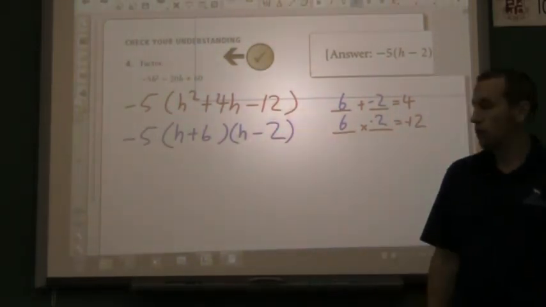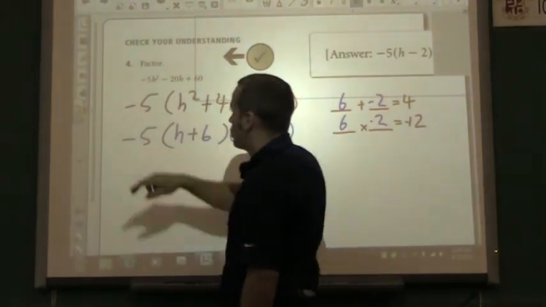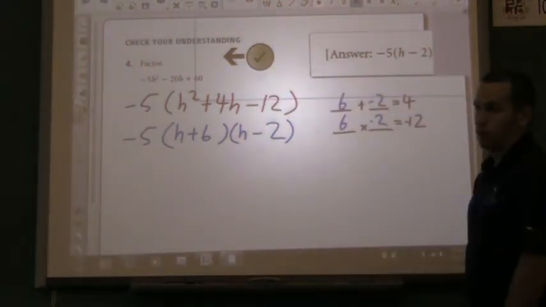And so now you should be able to do the questions on your assignment that have a coefficient or a number out in front of the squared term.